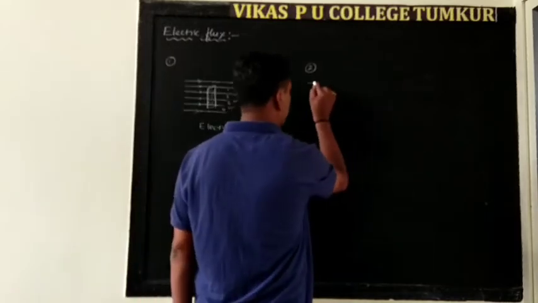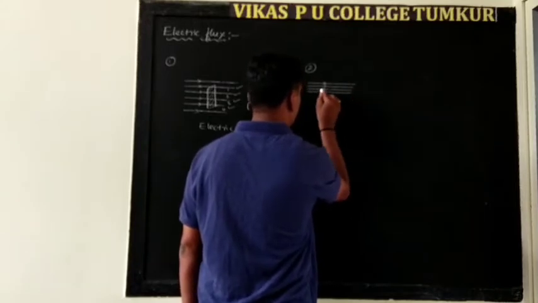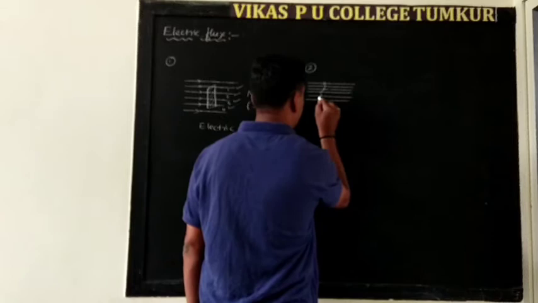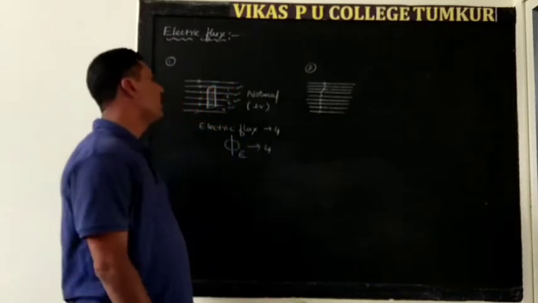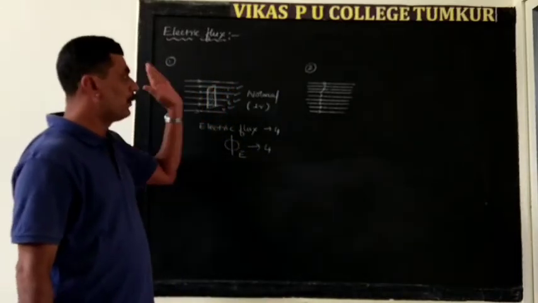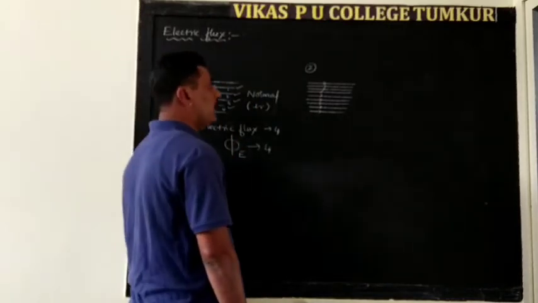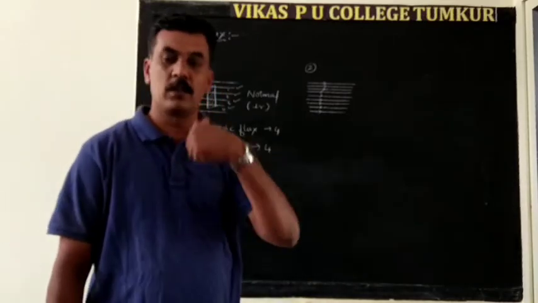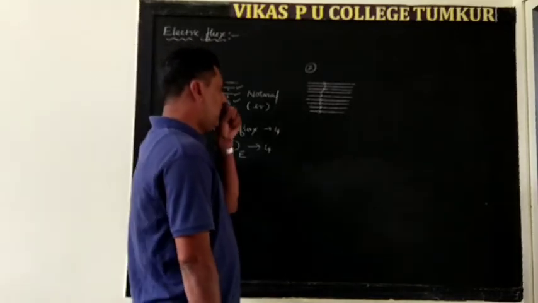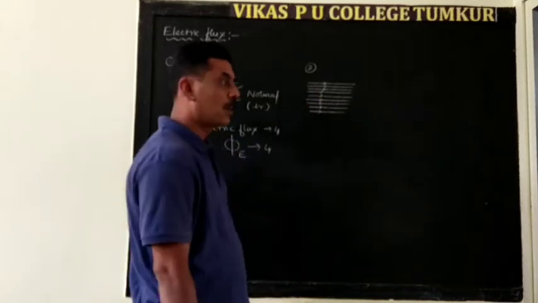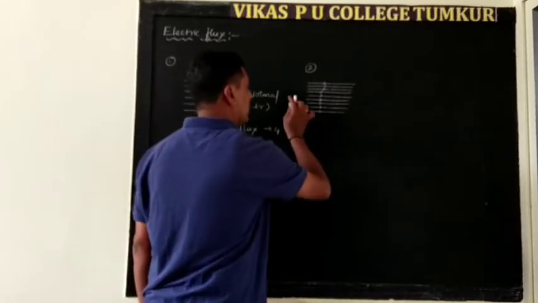Now let me here consider the electric field like this, which is also uniform. Compared to the previous case, the electric field is strong. Recall the properties of electric field lines: field lines are crowded in the region of higher electric intensity. So electric intensity in case 1 is less, and comparatively electric intensity in case 2 is more.